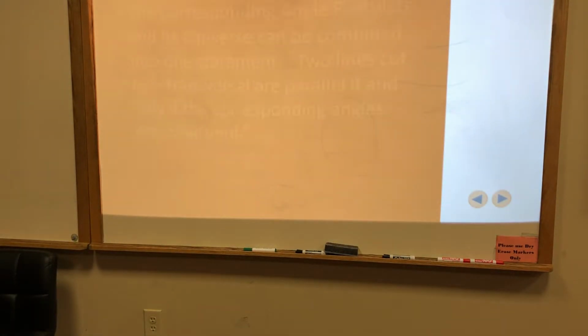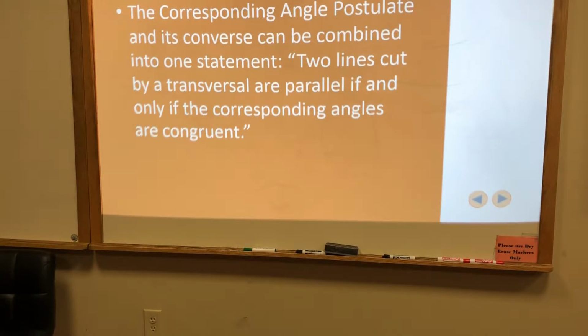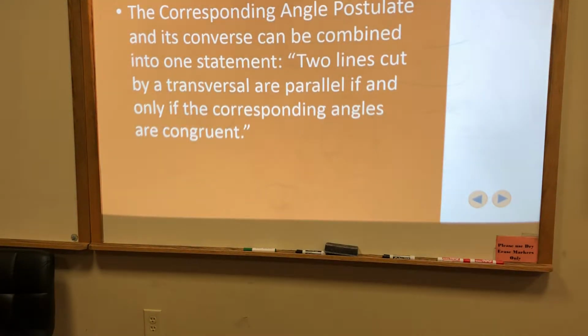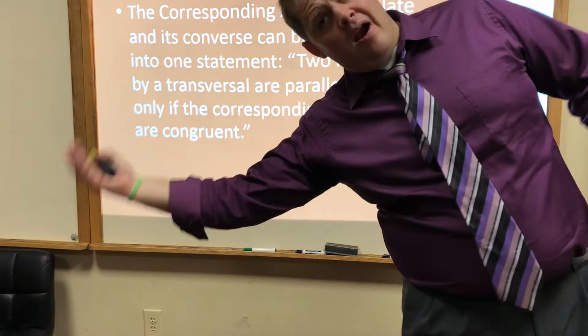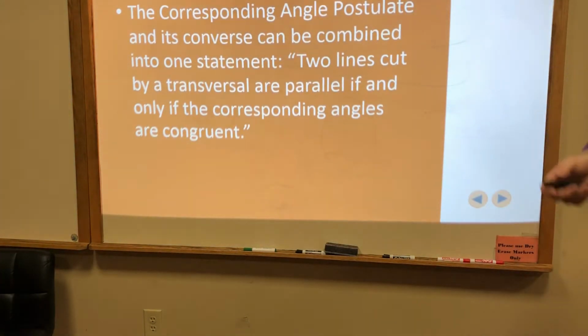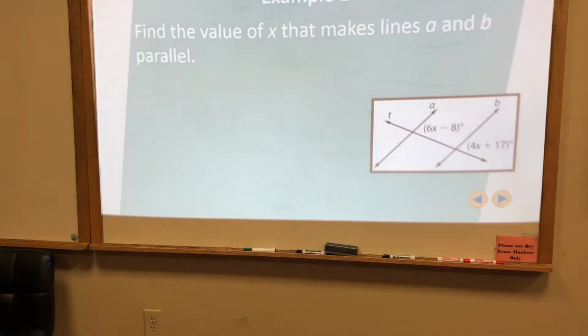So, here's the point. The corresponding angle postulate and its converse can be combined into what's called a biconditional statement. It is important to know that it reads both ways. It says this: 2 lines cut by a transversal are parallel if and only if the corresponding angles are congruent. So, in other words, if the corresponding angles are congruent, then they're parallel. If they're parallel, then their corresponding angles are congruent. It goes both ways. Okay, so that's important to understand and remember. Now, let's look at here. Find the value of x.